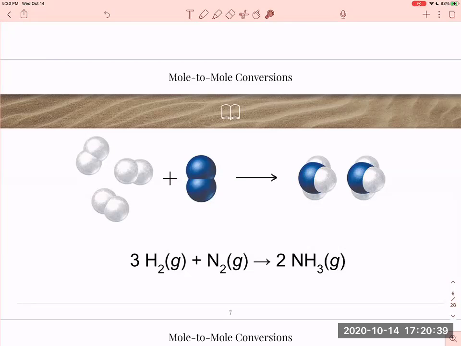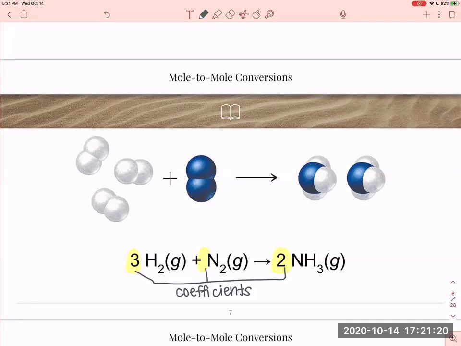So instead of talking about, for example, 3 hydrogens in 1 ammonia molecule, we're going to start talking about 3 hydrogen molecules plus 1 nitrogen molecule produces, or yields, 2 ammonia molecules. So these numbers in front are called coefficients. They are not subscripts, they're different than subscripts, but we can use them just like we use subscripts to give ourselves a mole ratio.